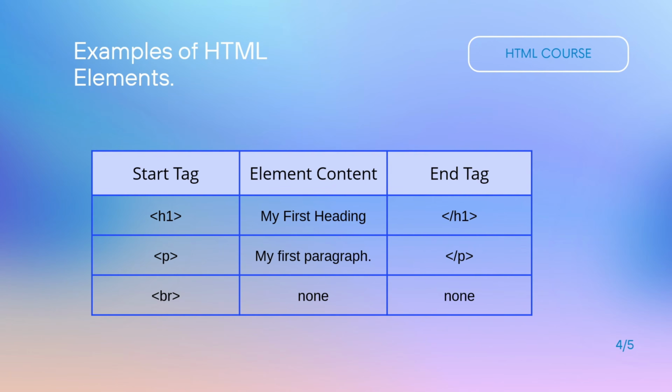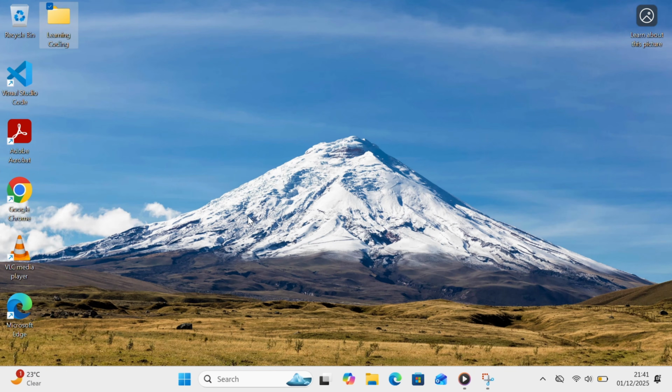Examples of HTML elements. This table shows some common HTML elements that you will use almost every time you write code. The h1 element for headings, p element for paragraphs, and br element for line breaks. When all elements are combined together, they help create a complete web page layout. The more you practice using elements, the more natural web development will feel. Let's write some code on examples of each of the classifications of HTML elements.